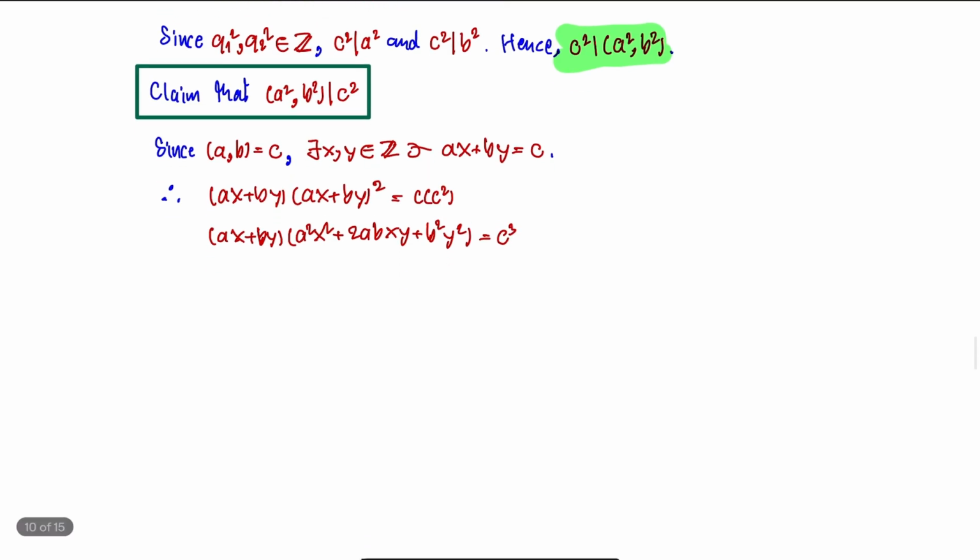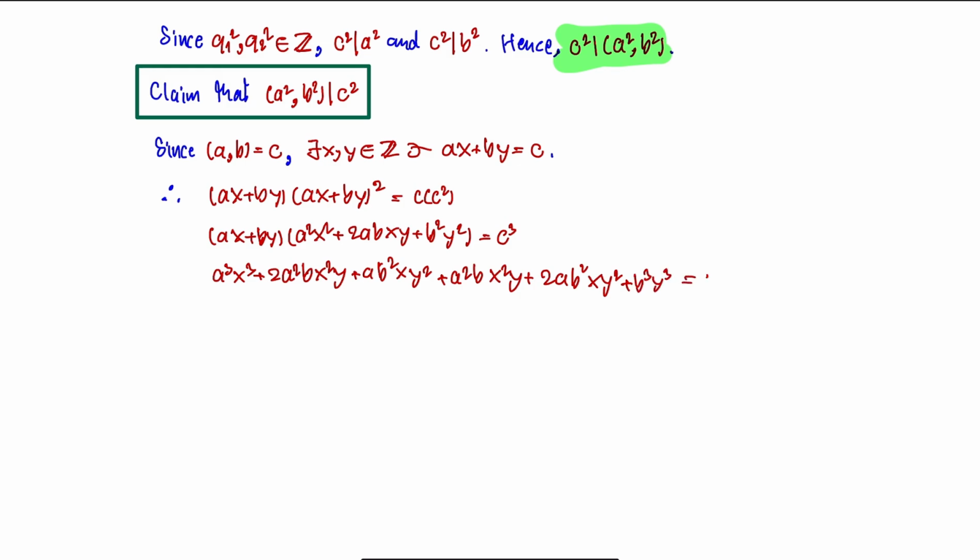Okay. Then what do we have next? We distribute ax into each term. So what do we have? We're going to have a cubed x cubed plus 2a squared b x squared y plus a b squared x y squared. And distribute by into these three terms. So we're going to have a squared b x squared y plus 2ab squared xy squared plus b cubed y cubed equal to c cubed.